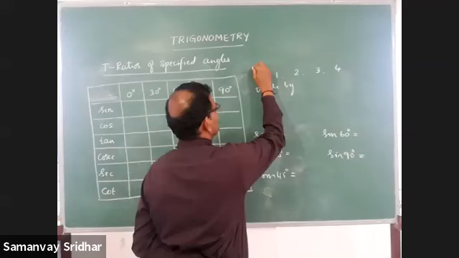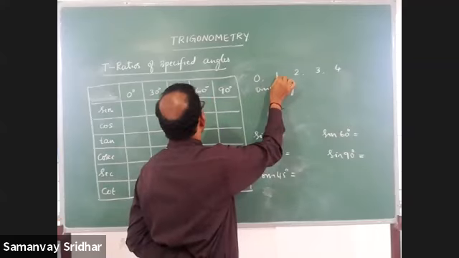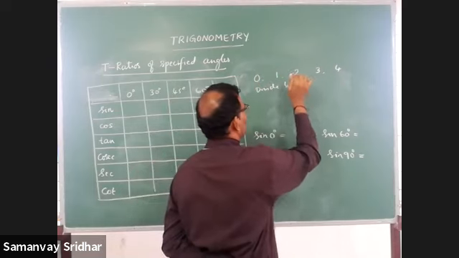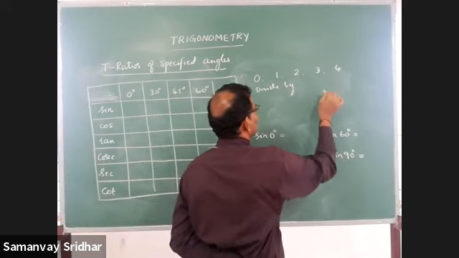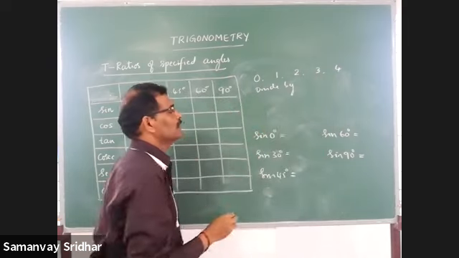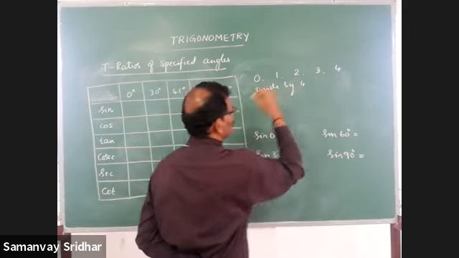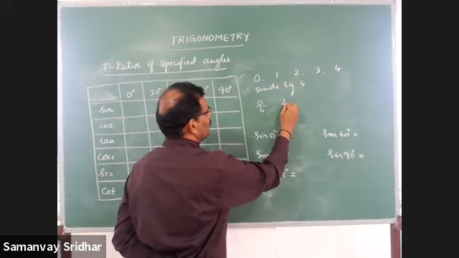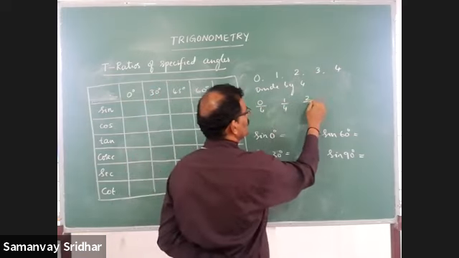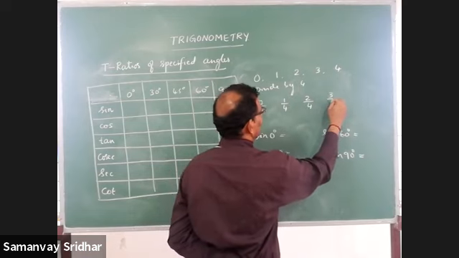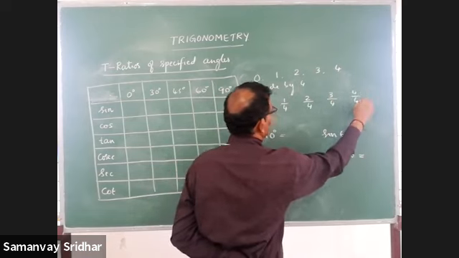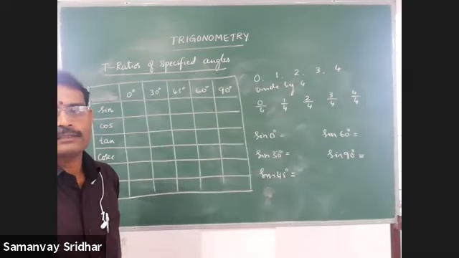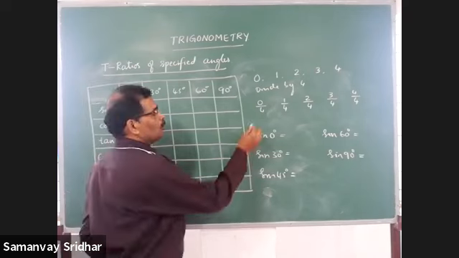It is for sine 0 degree, it is for 30 degree, it is for 45 degree, it is for 60 degree, it is for 90 degree angle. You have to divide all these by 4. It will become 0 by 4. Next one is 1 by 4. Next one is 2 by 4. Next one is 3 by 4. Next one is 4 by 4. Got this?